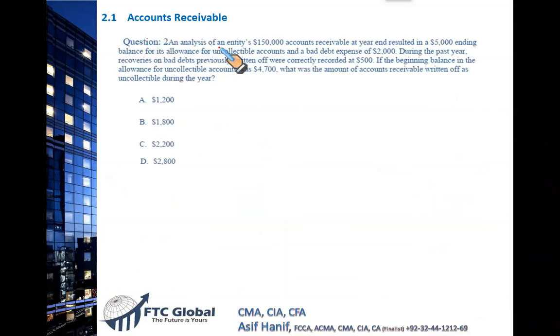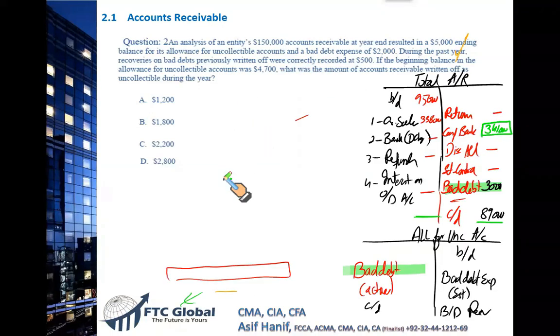An analysis of an entity's 150,000 account receivable at year end resulted in a 5,000 ending balance for its allowance for uncollectible accounts. This is the closing balance of allowance. Bad debt expense for the period was this. It clearly shows that we have to prepare the allowance for bad debt accounts. This is it. Let me plug in the numbers here. Ending balance in allowance is 5,000.